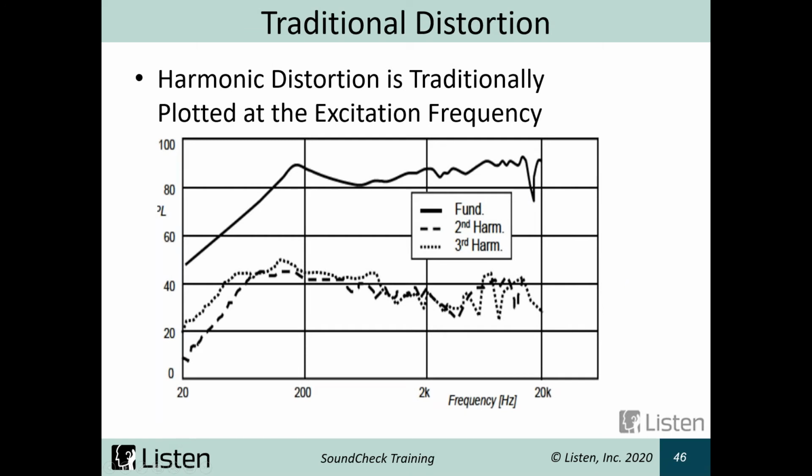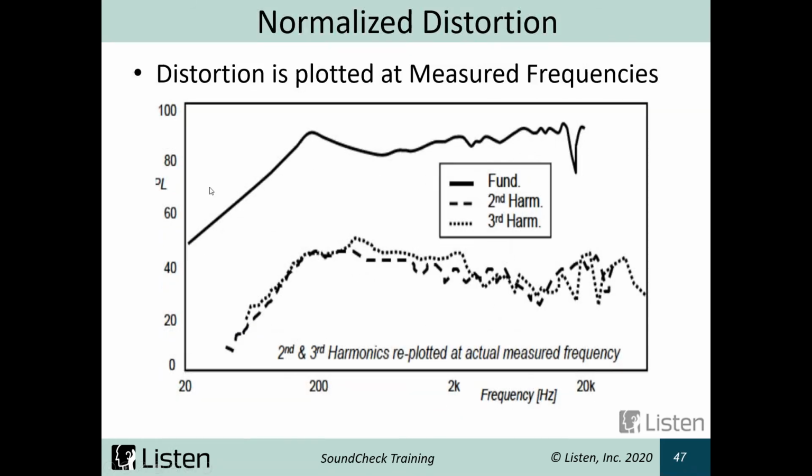So again, traditional distortion, the fundamental starts at 20, second and third also both start at 20. But if we think about normalized distortion, that would be we start a sweep at 20, the second harmonic starts at 40, the third at 60, etc.